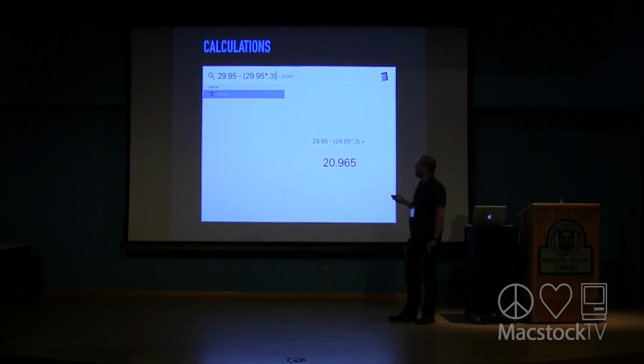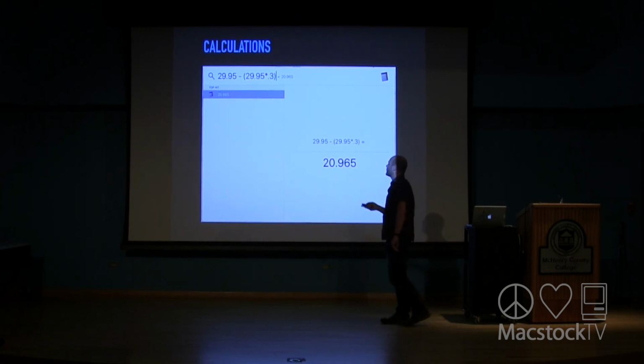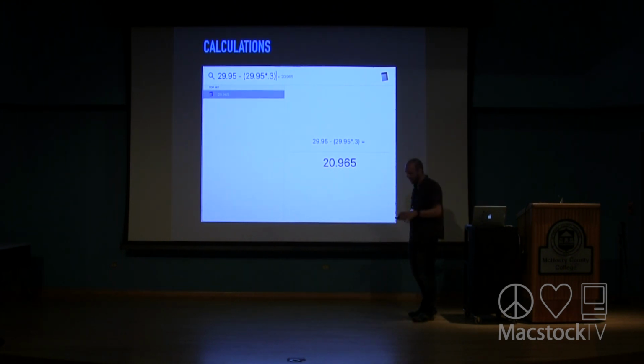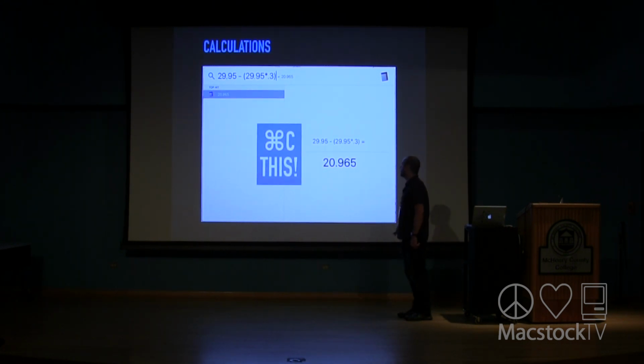Calculations: it can do fairly complex calculations, including sine and cosine and geometric functions. In fact, it's based on the math function that's from C. So if you do man math in Terminal, you can see all the stuff it can do. If you hit Command-C here, you're going to get 20.965. So you can calculate very quickly what that 30% sale on a $29.95 product is going to be, and then copy the price into your expense report.